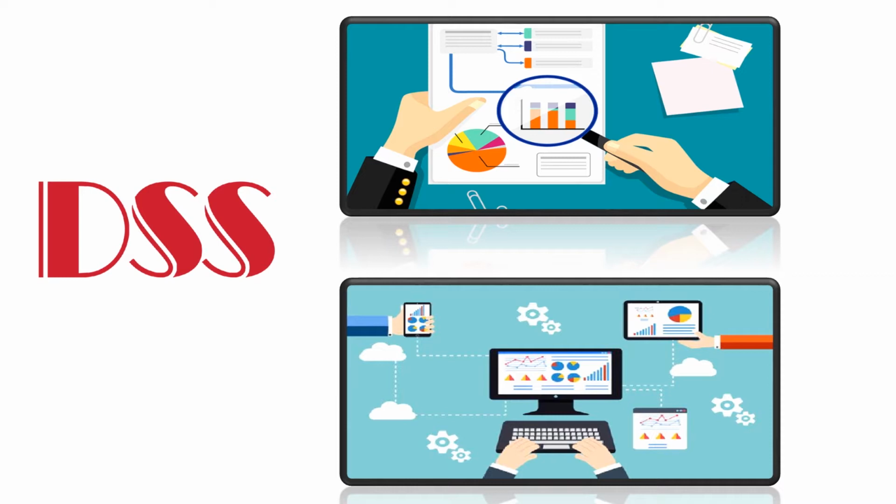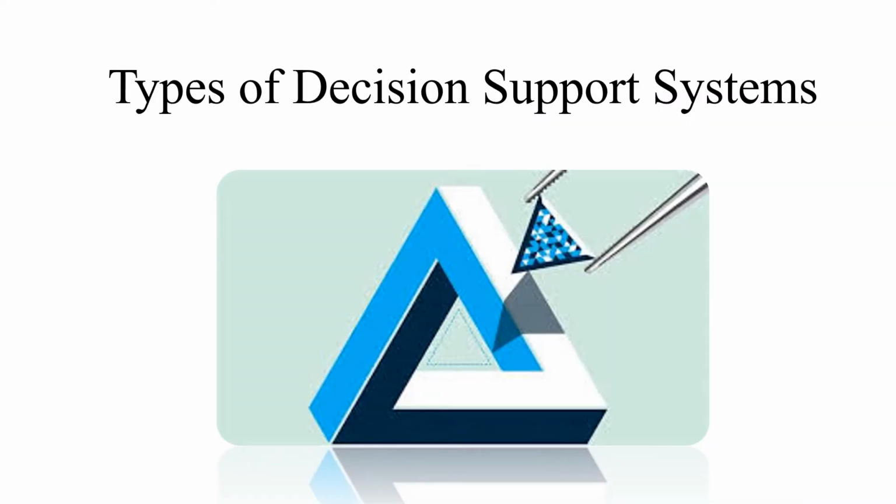Let's discuss various types of decision support systems. There are mainly 5 types of DSS, namely data-driven DSS, model-driven DSS, knowledge-driven DSS, document-driven DSS, and communication-driven and group DSS. Let's discuss them one by one.